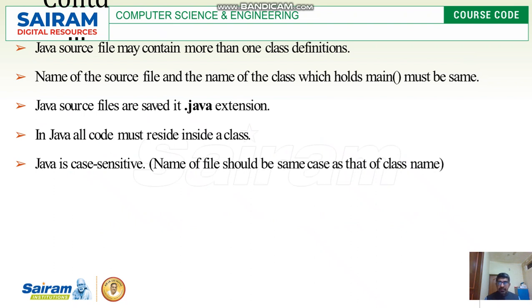Let me repeat again. The given program you have to save with the .java extension, and all the code should reside inside a class. This is mandatory. Third, when you write the program, see that you write everything in the correct case, because Java is case sensitive. You should also remember that the name of the source file and the name of the class should be the same. You have to find the class in which you have written the main function, and that class name should be the name of your file.